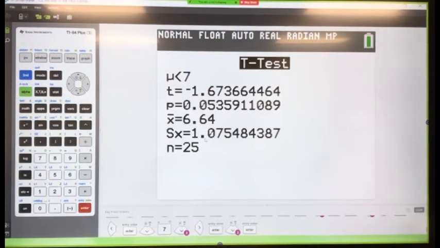Now, if we're basing our alpha value as 0.05, that is my cutoff, can we reject the null? If your strict cutoff is 0.05, can I reject the null? Yes. Is my p-value less than 0.05? We'll start there. No. So can I reject the null? No. Is it really close? Yes.